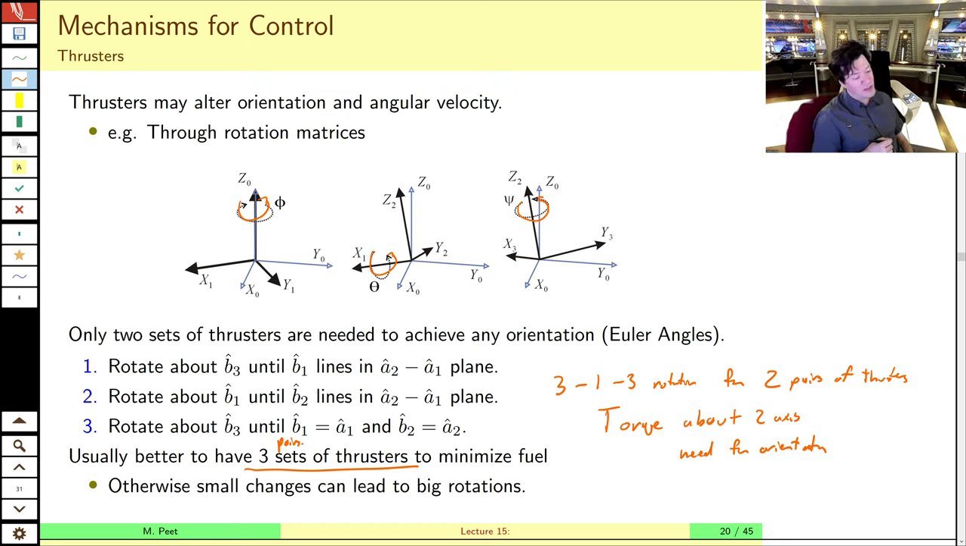When we talk about Euler's equations and rotation, thrusters are the easiest to deal with because you can create these torques directly and you don't have to worry about counter rotations and counter torques and things like that. The math is easiest for thrusters. But again, because it's easy, we're not going to spend a great deal of time on it.